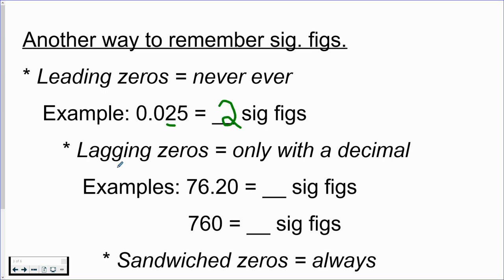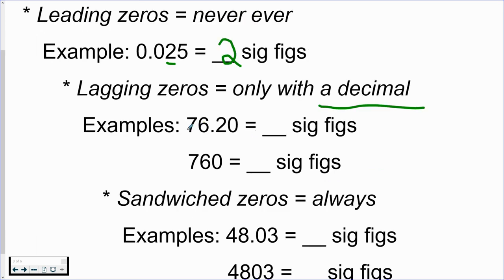The other is lagging zeros. Now, these ones you have to have a decimal. So we're back to, hey, does it have a decimal or does it not? So for example, 76.20 has a decimal. So you're going to count all of them, including the lagging 0, giving you 4. 760 here has no decimal place. So we only count all the non-zero numbers, which gives us 2.